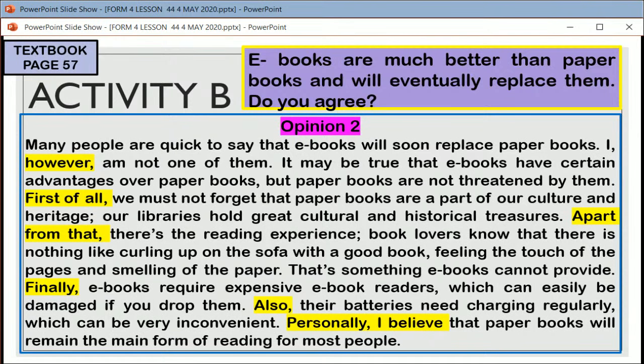Again, the yellow words are the sentence connectors, which are very, very important. Many of you, when you write, forget about words like however, first of all, finally, also, personally, I believe, apart from that. These are very important. Most of you like to use first, second, next, and then, which are very basic. At your stage of writing in Form 4 and later Form 5, you need to use this kind of sentence connectors, right?